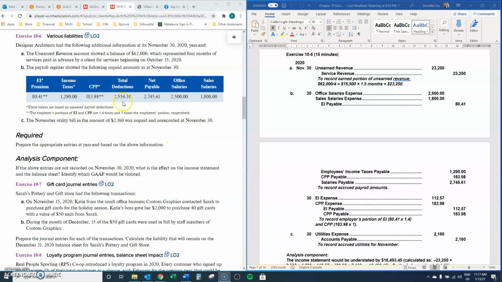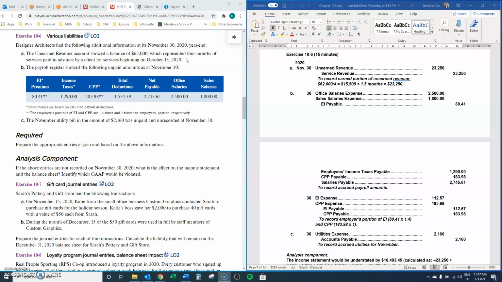So these amounts here, and then the November utility bill in the amount of $2,160 was unpaid and unrecorded at November 30th. Prepare the appropriate entries at year end based on the above information. Okay, so we go back to A.